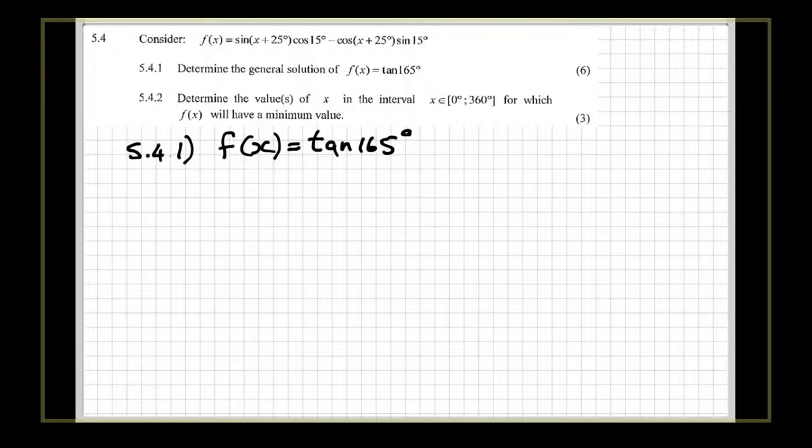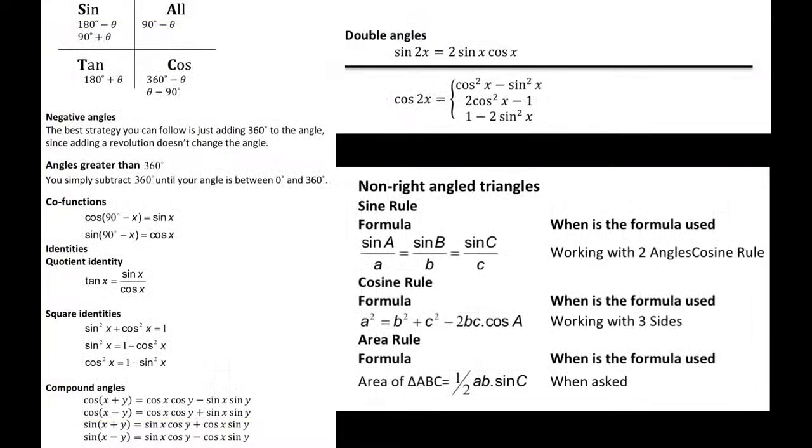So, looking back at my theory, it kind of looks familiar. Which identity does it look like? If I've got sine cos, and then cos sine with the same angles, well, that is exactly the sine compound angle, where alpha is x + 25° and beta is 15°. So I can compress f(x) into a sine compound angle.